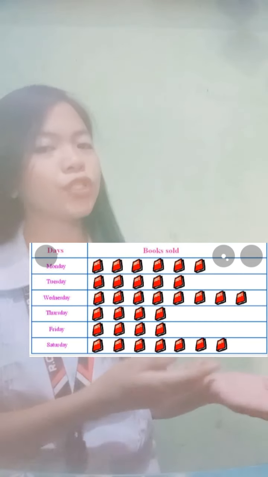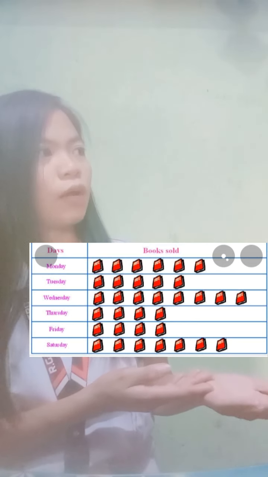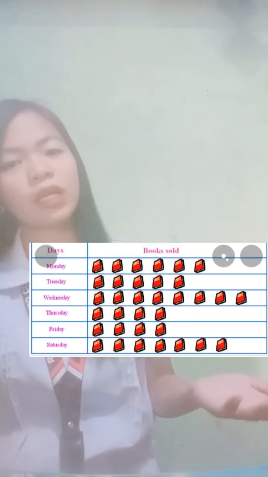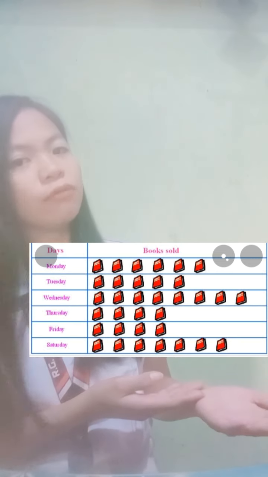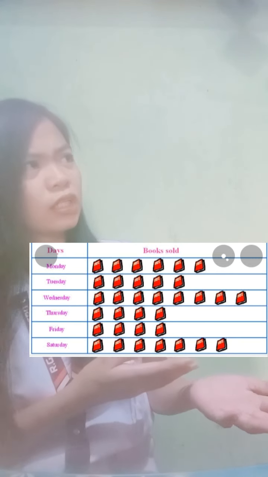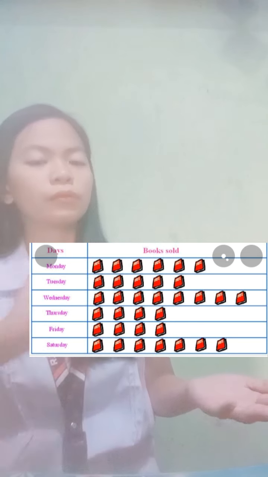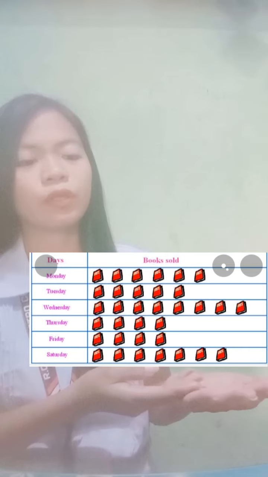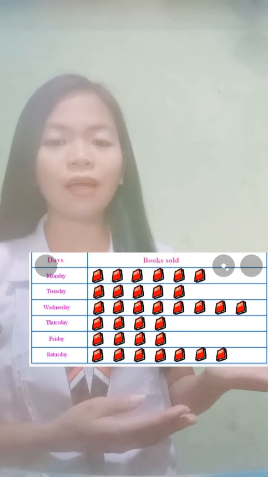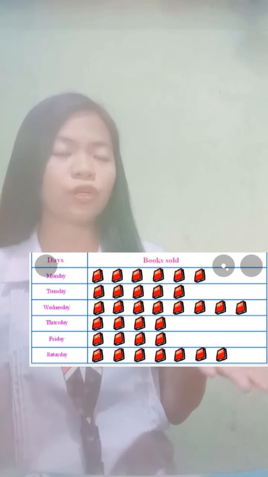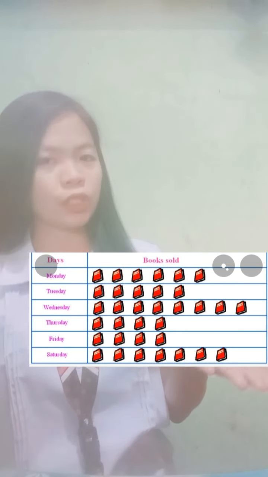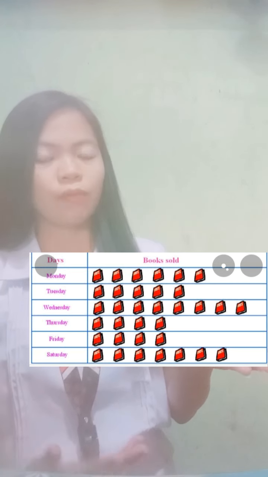The pictures of the book represent this table as a pictograph. So instead of using numbers for representing data, you can use pictures of the things you are representing.